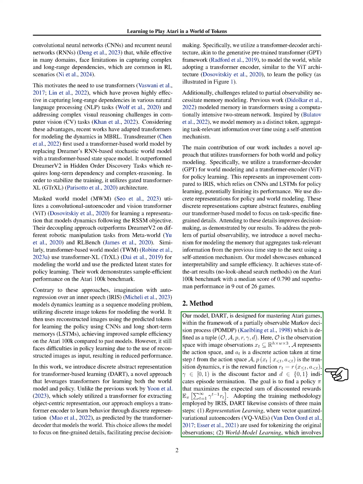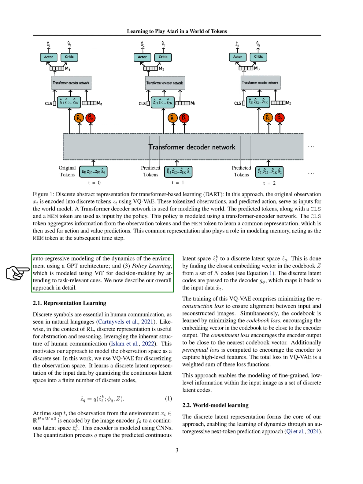Our training approach, inspired by IRIS, involves 3 main steps: representation learning, world model learning, and policy learning. In representation learning, we leverage discrete symbols to model the observation space, similar to how human languages use discrete symbols for communication. We employ a method called VQ-VAE to discretize the observation space, allowing us to capture detailed information in the input image as a set of discrete codes.